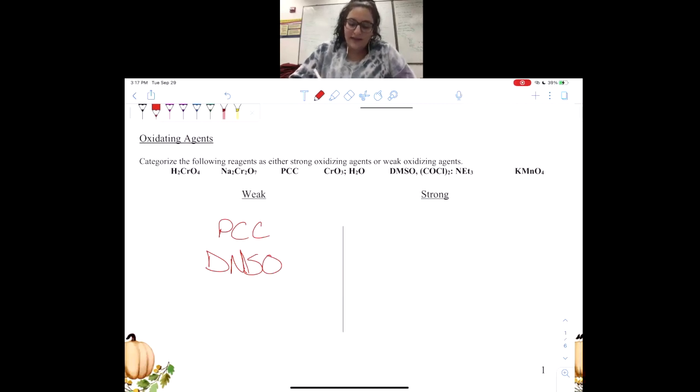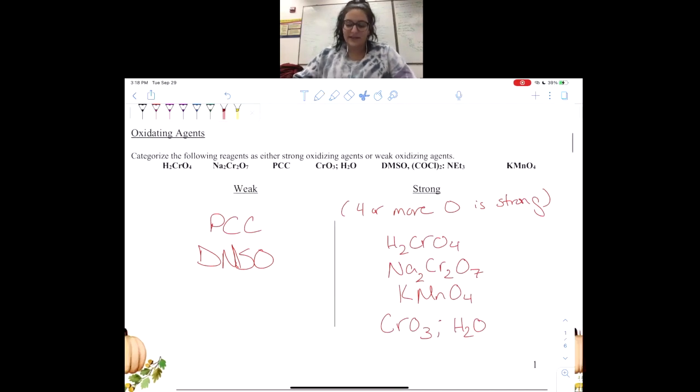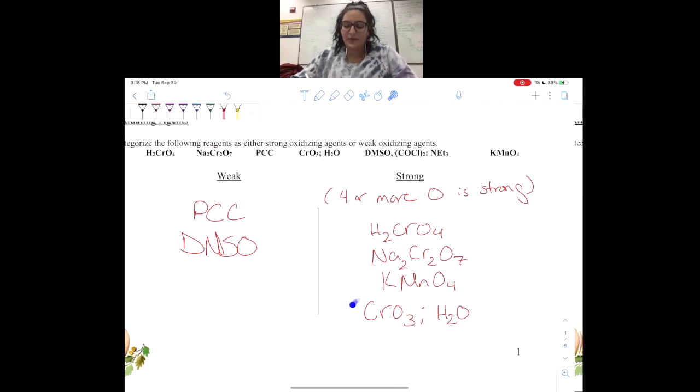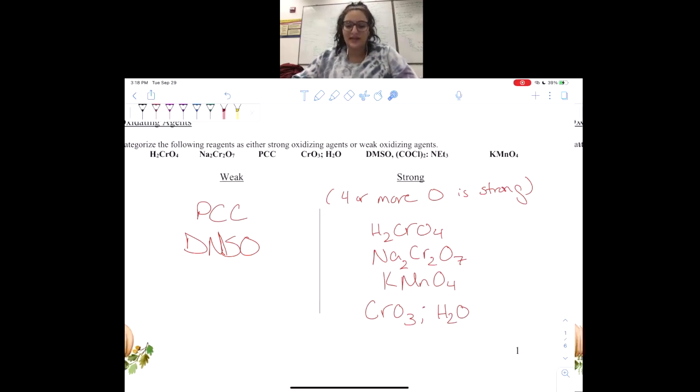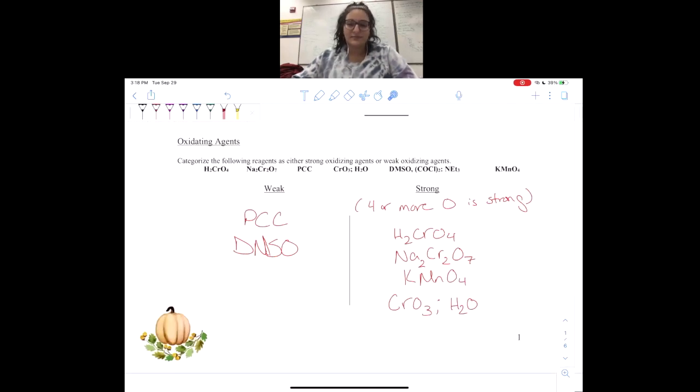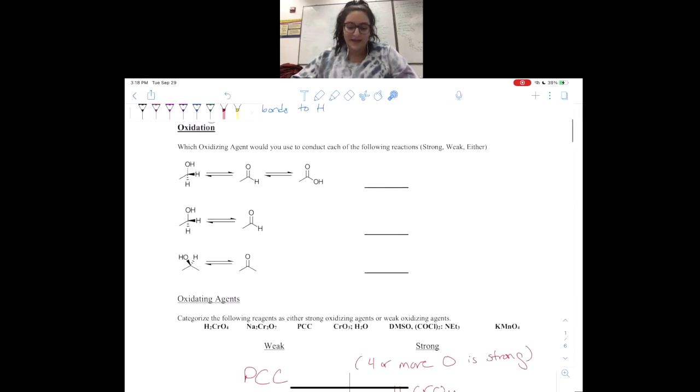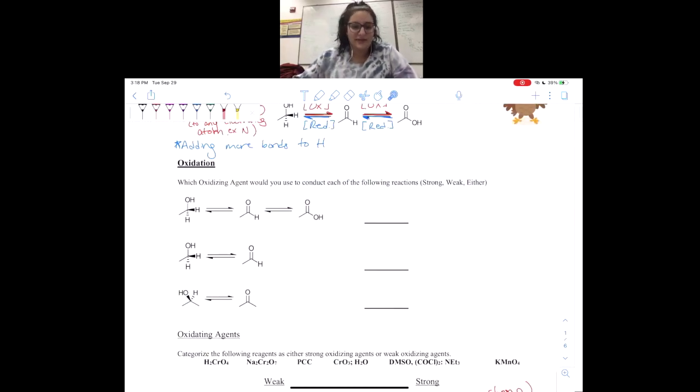Strong, anything with 4 or more oxygens is strong. So all of the rest of these answer choices will be strong, as I've written here. The only one that doesn't do the 4 or more is this last one, chromium O3 with H2O. Yes, that's still a strong oxidizing agent, but it's not that big of a deal. Now, when we put these into a reaction, we kind of understand what the difference between strong or weak is.